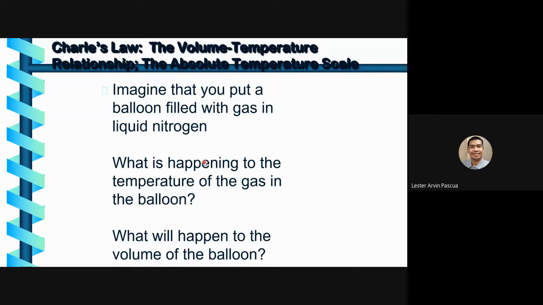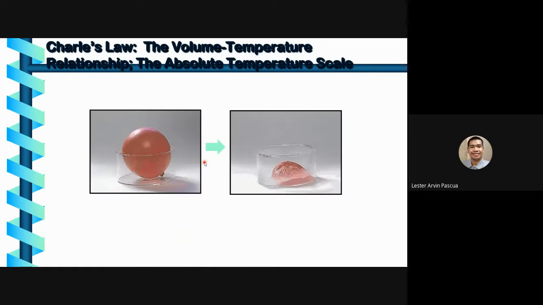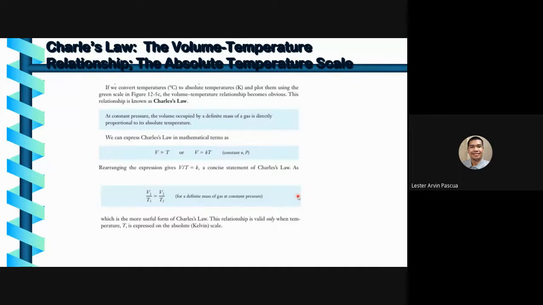So essentially, sinasabi niya, anong mangyayari daw sa gas in a balloon kapag in-expose mo siya sa sobrang lamig na temperature? Anong mangyayari sa volume ng balloon mo? Okay. So ganyan siya. From here, lumiit yung volume ng iyong balloon. Okay. So bakit ganun, no? Bakit we have Charles' law.